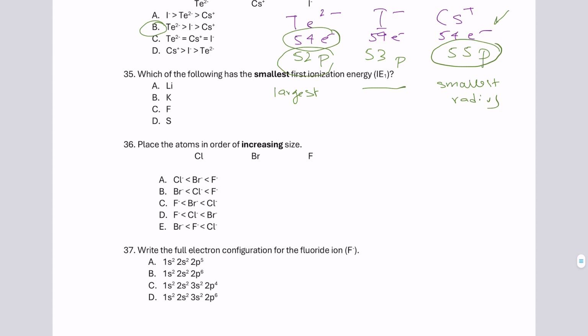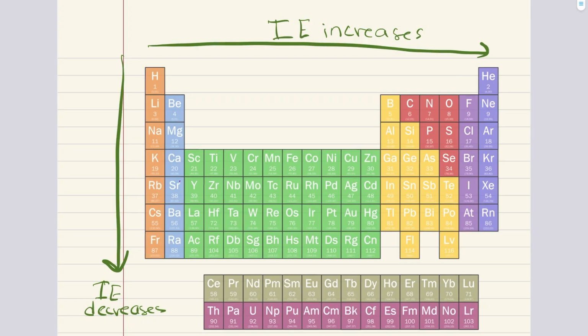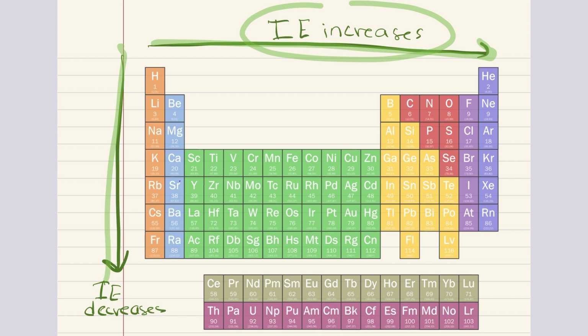35 says, which of the following has the smallest first ionization energy? Lithium, potassium, fluorine, or sulfur? As a reminder, ionization energy refers to the energy required to remove an electron from a neutral atom in the gas phase. Looking at our periodic table, ionization energy generally increases across a period from left to right, and it decreases going down a group from top to bottom.